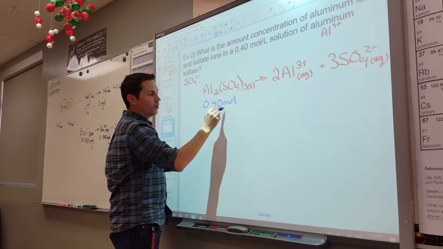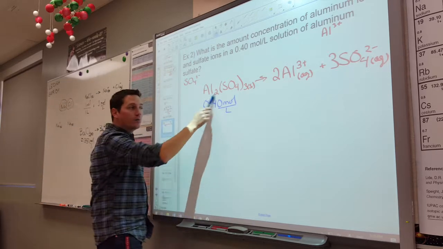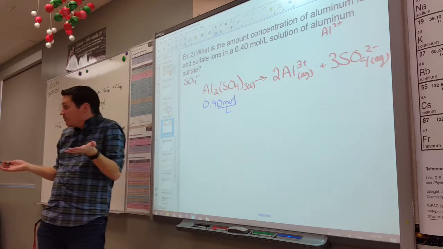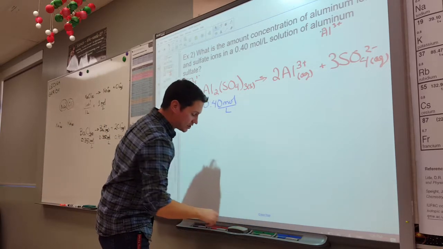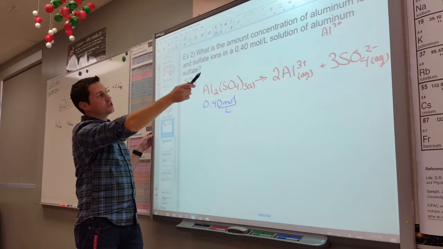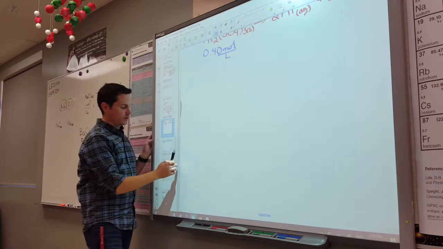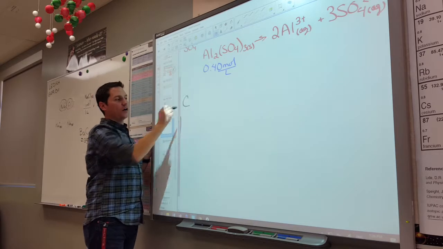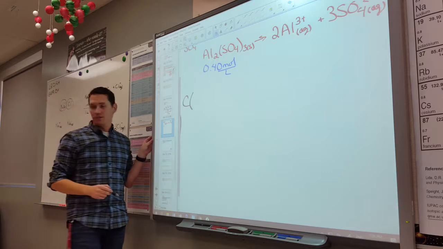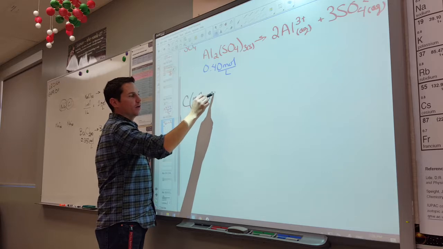0.40 moles per liter. This number belongs to which substance? The aluminum sulfate. So, it says calculate the concentration of aluminum ions and sulfate ions. What do you want to do first, aluminum or sulfate? Aluminum. Let's get the concentration. What's concentration always measured in? Moles per liter of aluminum ions.